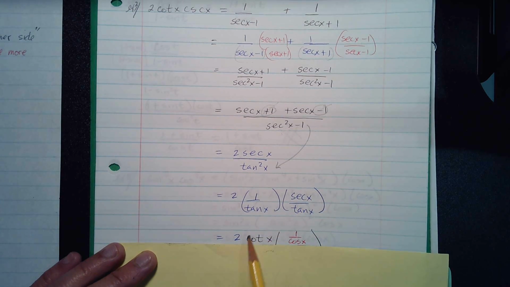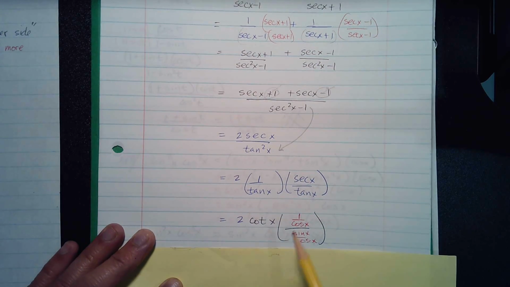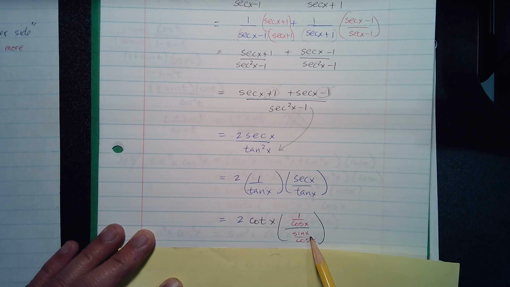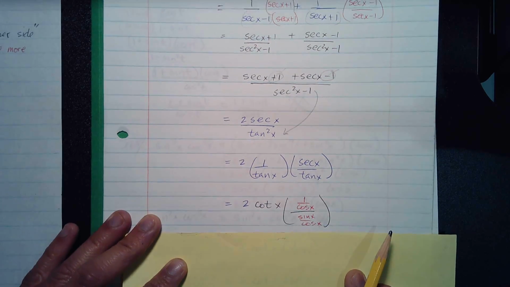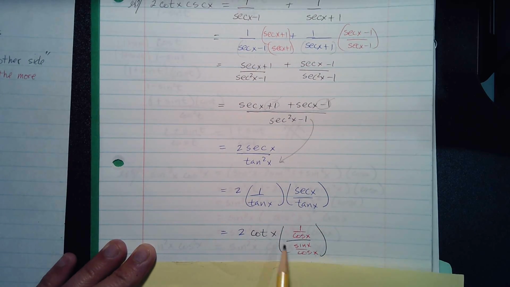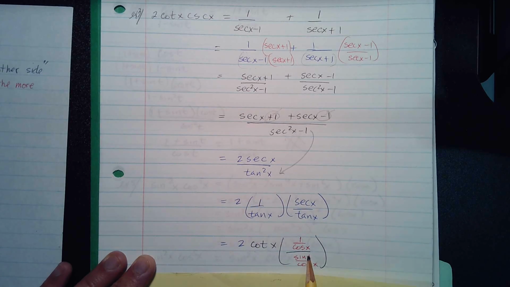We now have 2. 1 over tangent x is cotangent x. Secant x over tangent x, I'm going to rewrite as 1 over secant x times sine x over cosine x. And look, we almost have it. 2 cotangent x, 2 cotangent x. We just need the cosecant.